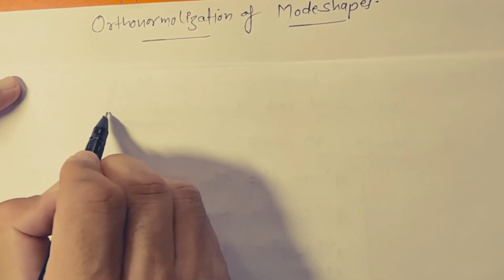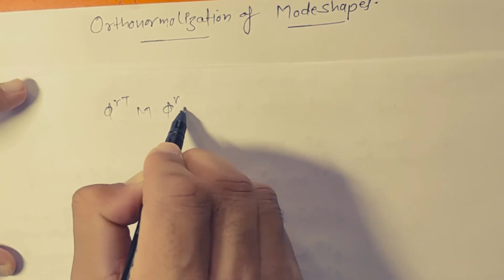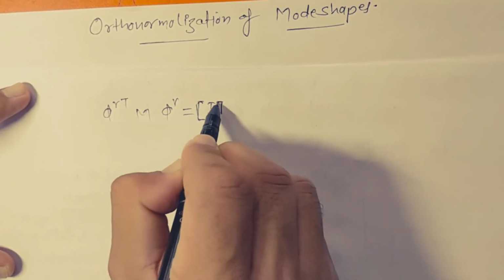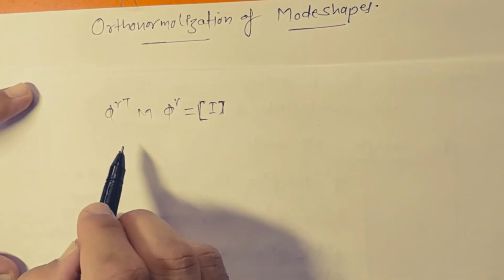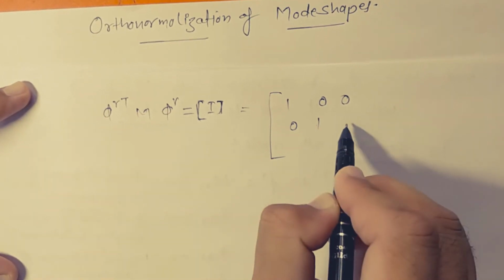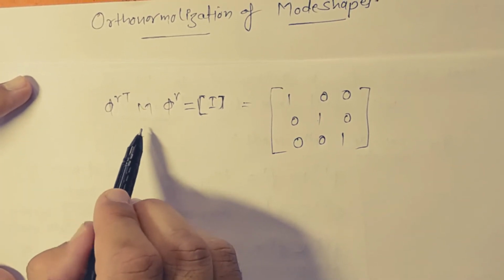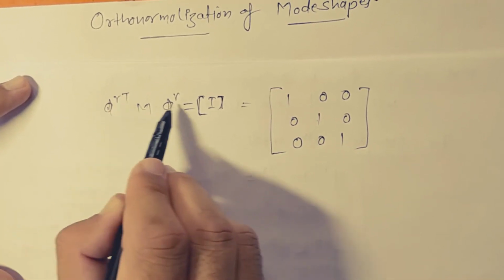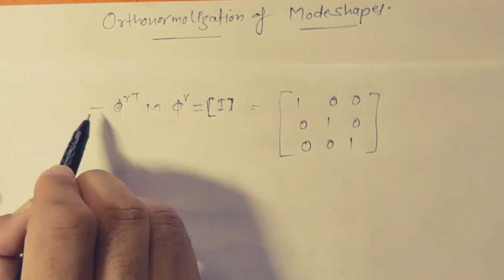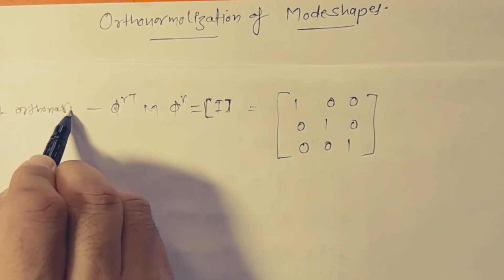So if the mode shapes are orthonormal, then we'll say phi r transpose mass matrix phi r is equal to the identity matrix. This is the identity matrix, or we can say we'll get 1 0 0, 0 1 0, 0 0 1 if we are talking about a 3 degree of freedom system. So in this case, if the mode shapes satisfy this condition, then these are known as mass orthonormal modes.